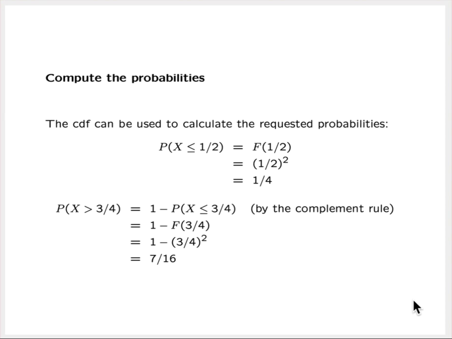But we also know that we can use the CDF for that purpose as well, as long as the interval over which we want to compute the probability is of the appropriate type. And this is true for this particular probability that we want to compute. So we want first the probability that x is less than or equal to 1/2. Well, now we recognize this as being the same exact kind of probability that is provided by the CDF.